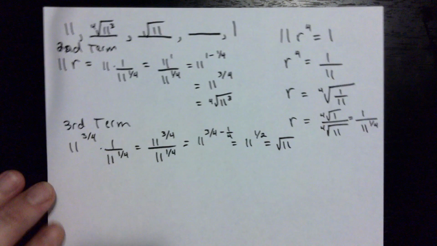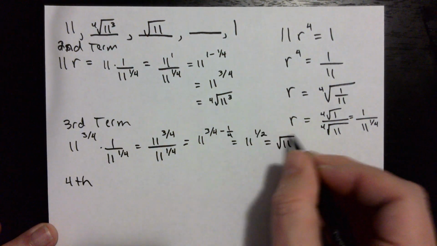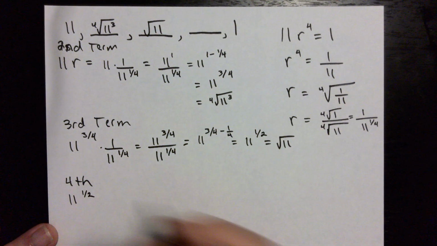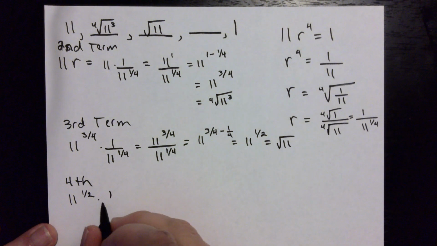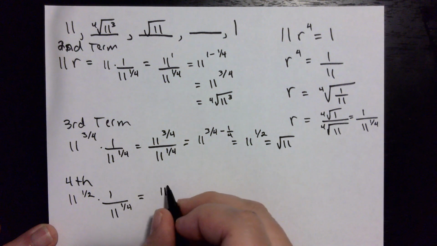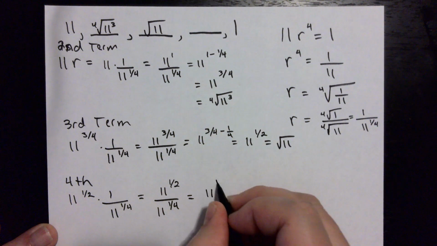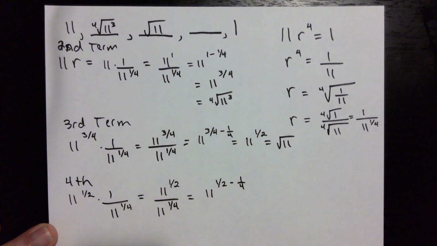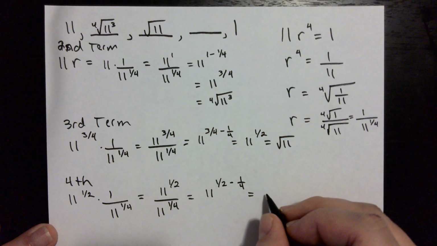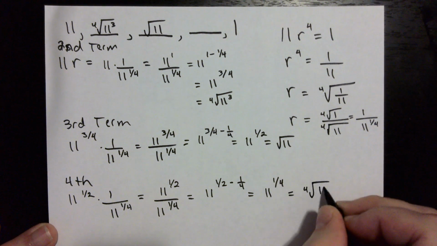And now to find our fourth term, I'm going to use this one again instead of the one that's in radical form. So I'll multiply 11 to the 1/2 times 1 over 11 to the 1/4. That'll give me 11 to the 1/2 divided by 11 to the 1/4, which is 11 to the 1/2 minus 1/4. And what is 1/2 minus 1/4? Well, use the common denominator, it would be 2/4 minus 1/4, so just 1/4. 11 to the 1/4, which is equal to the fourth root of 11.